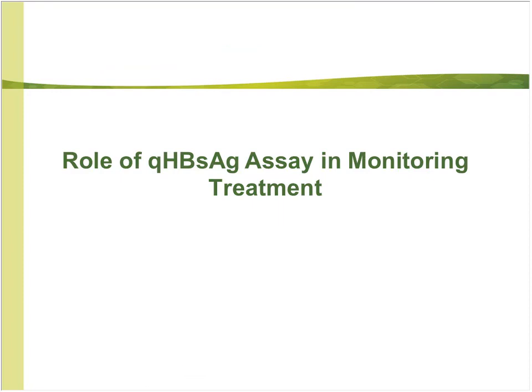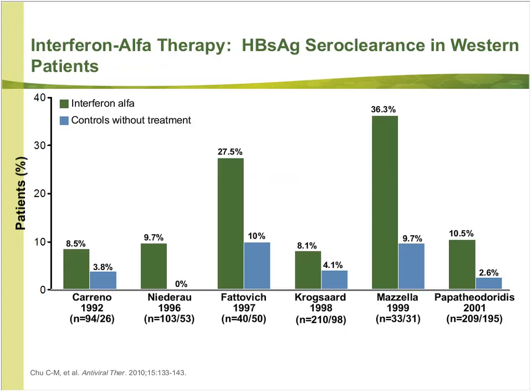Let's talk now a little bit more about monitoring during treatment. We've done lots and lots of natural history discussions here, and we're going to move through this next section briefly, talking about interferon therapy. If you use interferon, which isn't used much in the United States, you can lose S antigen, and I usually quote to my patients a 10 to 15% chance.